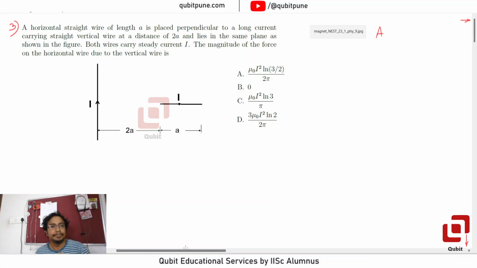Okay, question 3. A horizontal straight wire of length A is placed perpendicular to a long current carrying straight vertical wire at a distance of 2A and lies in the same plane as shown in the figure. Both wires carry steady current I. The magnitude of the force on the horizontal wire due to the vertical wire is, and we have got 4 options. Option B is 0. In all other options we have got mu naught I squared upon pi, and they differ only in the constants.